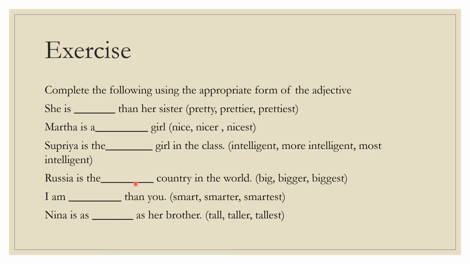Russia is the dash country in the world. The alternatives: big, bigger, biggest. So the correct answer is Russia is the biggest country in the world. So biggest is in the superlative degree. I am dash than you. Alternatives: smart, smarter, smartest. So I am smarter than you. Smarter is in the comparative degree. Comparative degree is followed by than, and ends in ER. Nina is as dash as her brother. Alternatives are tall, taller, tallest. So the correct answer is tall. As tall as. It is in the positive degree.